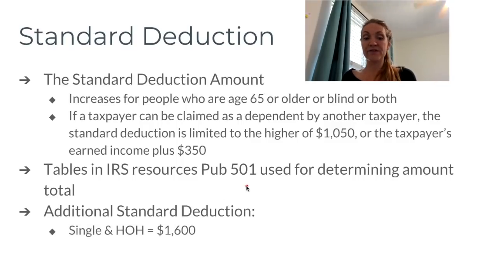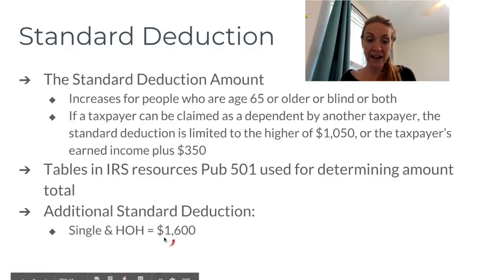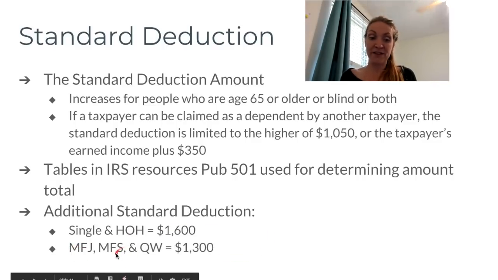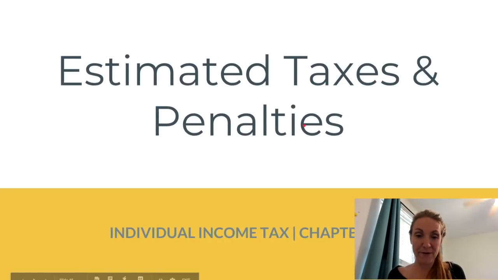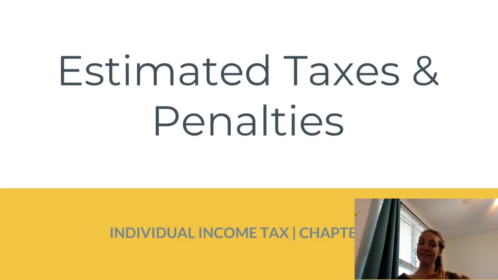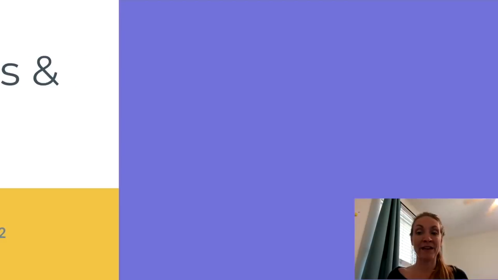And so the additional standard deduction amount for single and head of household, it depends on your filing status, is $1,600 per incident. So if you're over age 65 and you're blind and you're single, you would get 1,600 plus 1,600. If you're married filing joint, married filing separately, or qualified widower, you get $1,300 per incident per person of the couple. Okay, lastly, we're on to estimated taxes and penalties.